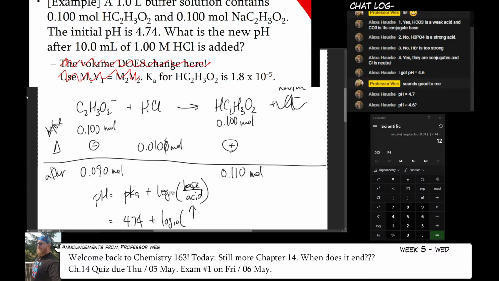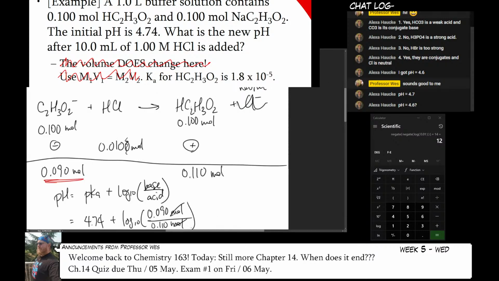Now, this arrow's in the way, I've got to get rid of that. So which one is the base? The base is this one. So that's my base. So that's going to go on the top, over the acid. And then those units cancel out.